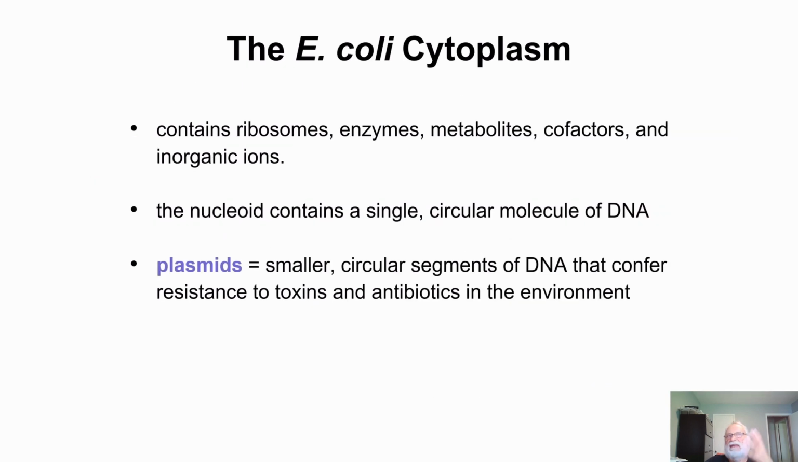Now, E. coli cytoplasm contains ribosomes, enzymes, metabolites, cofactors, all these sorts of things. And the nucleoid, the massive DNA in the middle, is one big circular DNA molecule. Almost all bacteria have this. But it was found in the early days of molecular biology that there could also be plasmids, which are smaller circular segments of DNA that confer resistance to toxins and antibiotics in the environment. We'll talk about how we've taken advantage of plasmids. Plasmids are naturally within these organisms, and they have a little bit of extra coding regions for the organism to take advantage of.